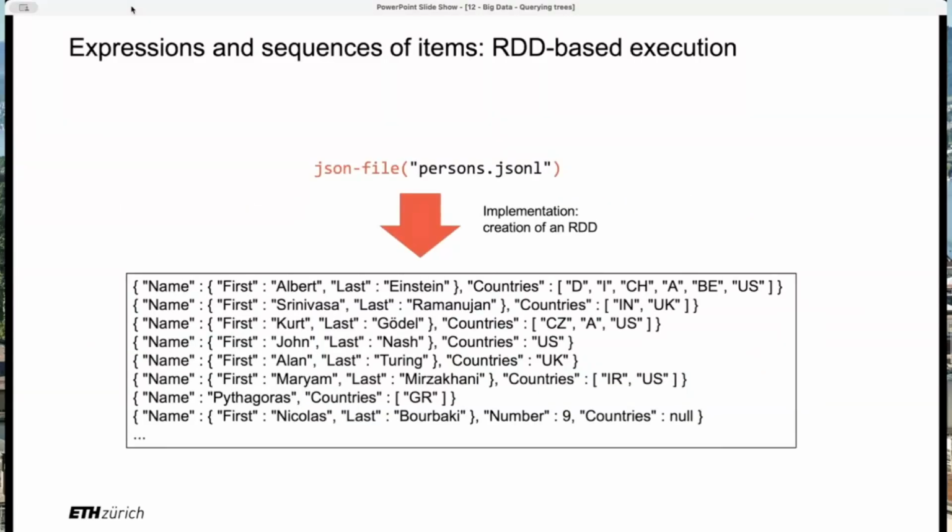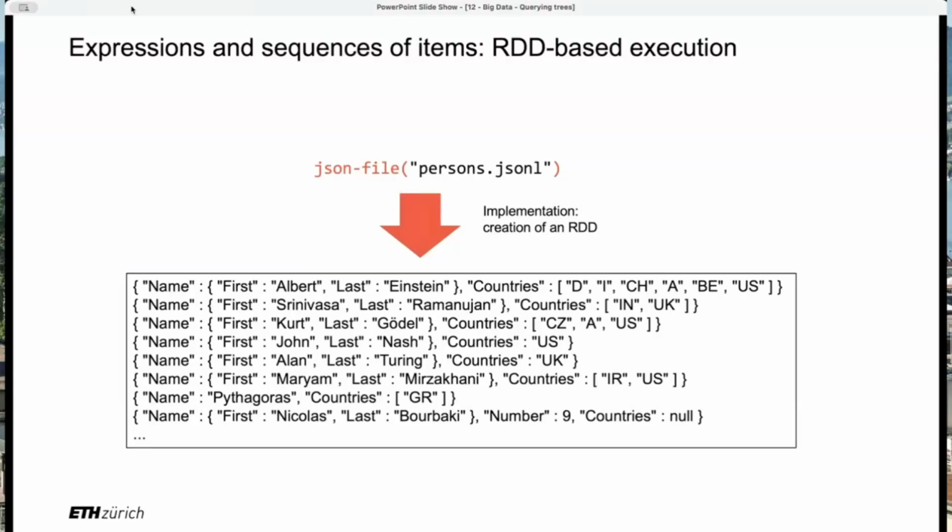And at the end of last week's lecture, I also told you what happens if RumbleDB detects that it can do it in parallel. How does it detect it? Well, for example, you use the function json-file that reads a .jsonl file, a JSON lines file, from HDFS. So imagine that here, by default, the file system is set to HDFS and we are in the same directory. We just say json-file, persons.jsonl.